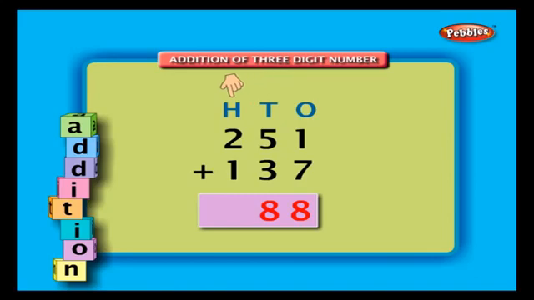Now add the hundreds column. 2 plus 1 is equal to 3. Write 3 below the hundreds column. So, when we add 251 plus 137, we get 388.